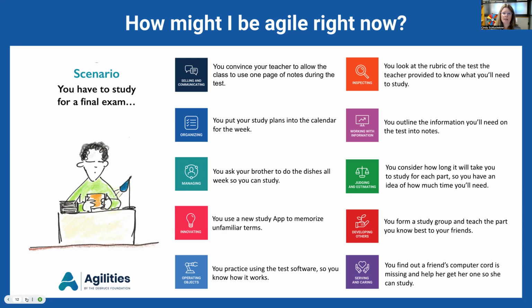If you have that student who organizes a study group and tries to get all their friends together, that would be developing others, because they're mentoring and they're trying to teach and coach. If you take a look at all of these, once I send you the slide deck, you'll really see how each and every one of these agilities of work can solve a scenario.